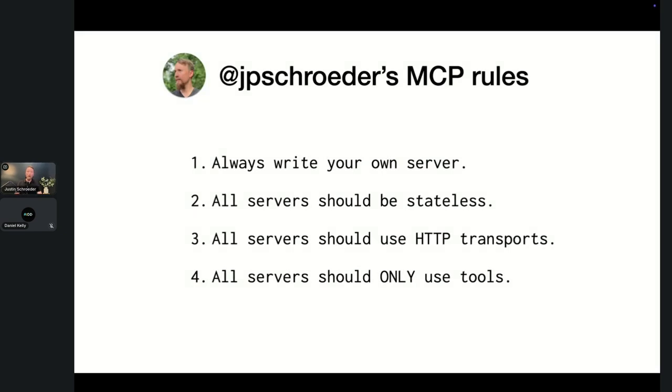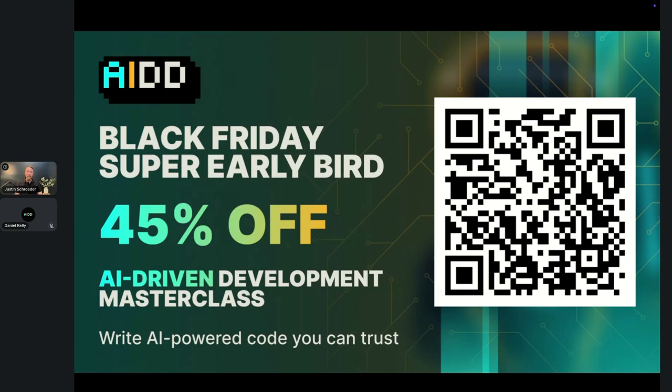Number four, all servers should only use tools. I just wouldn't mess with any of that other stuff. Tools are capable of doing anything else. Let me give you an example. Let's say you want to provide a prompt. Well, the AI still has to pick that prompt. Why not just pick the tool that gives it the same context? MCP and tools actually work pretty good with RAG just as tools. No need for any of the other stuff. And those are my rules.